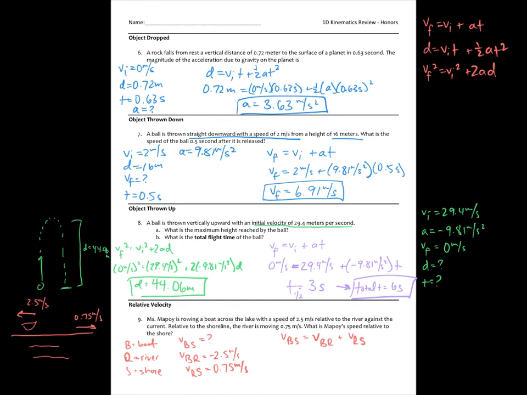Okay, now when we plug and chug, VBR is negative 2.5 meters per second plus 0.75 meters per second, and you should get a negative 1.75 meters per second. That's how it looks like I'm going according to the people on the shore. So people on the shore right here will probably see that I'm going this way overall. Even though I'm steering the boat at 2.5 meters per second, it looks like to the people I'm moving 1.75 meters per second.